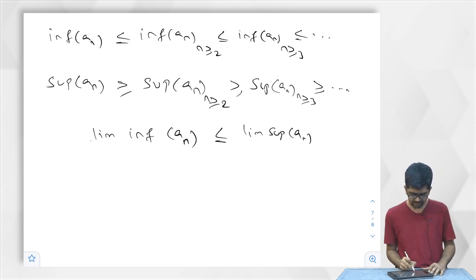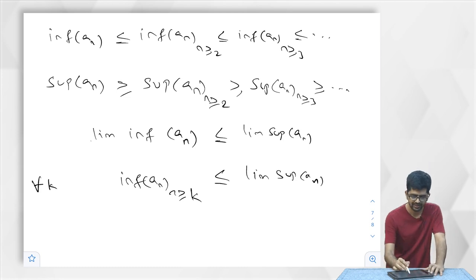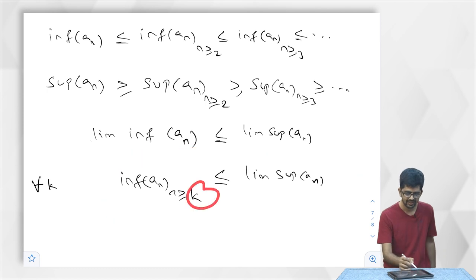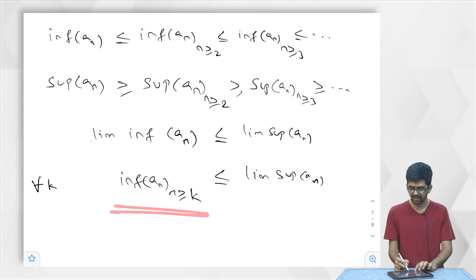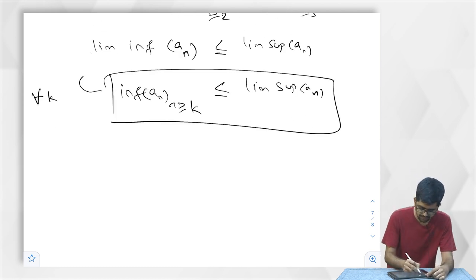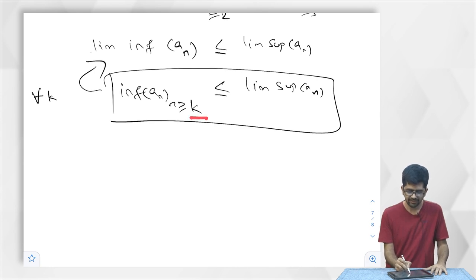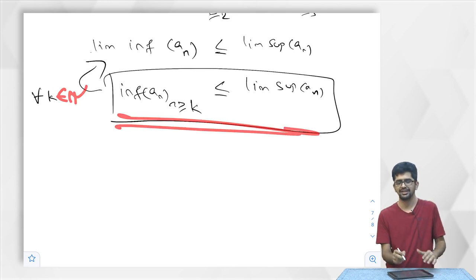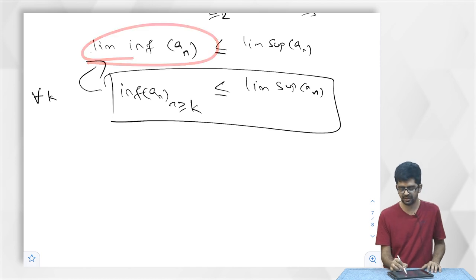Suppose we can prove that infimum of {a_n : n ≥ k} is less than or equal to lim sup of a_n for every k, right? This is true for every k belonging to N. Then, because it is an increasing sequence, and every element is less than or equal to this, the limit will also be less than or equal to this. So we need to prove this first. This is fair enough. Suppose I can prove that for each fixed k in N this is true, then, because it's an increasing sequence, I can conclude that lim inf will also be less than this.